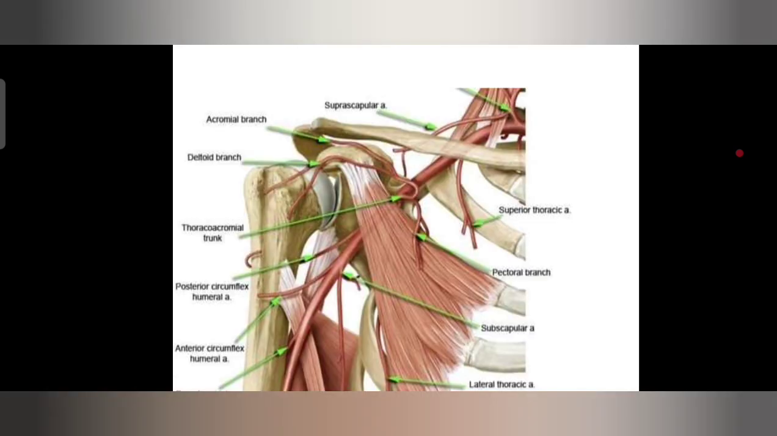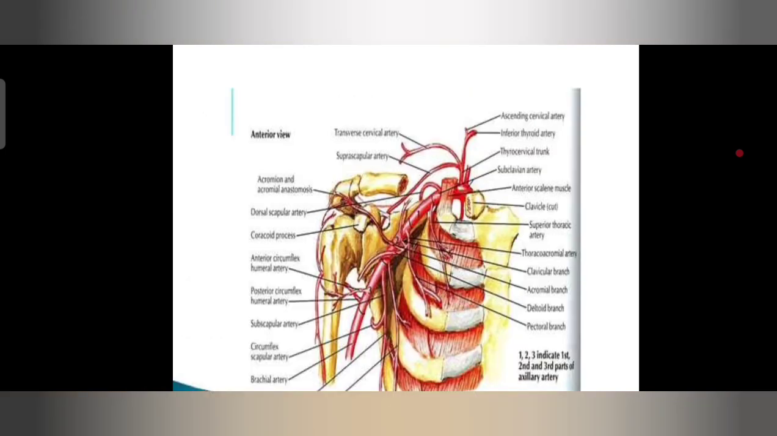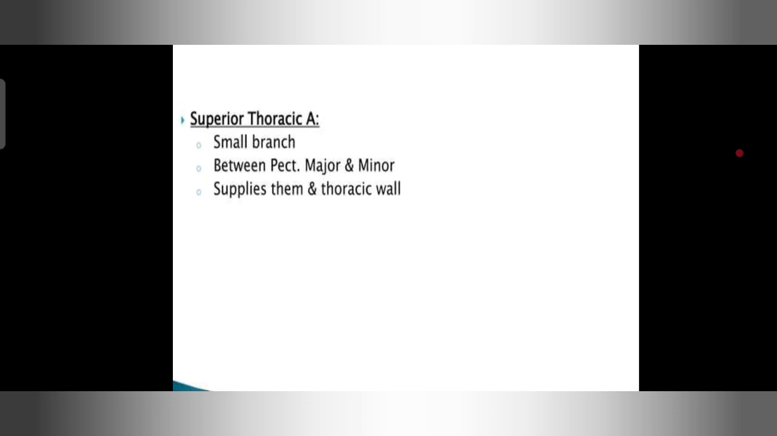So this figure represents the various branches of the axillary artery. This also shows the anterior view of the branches of the axillary artery. The first branch is the superior thoracic artery. It is the smallest branch and it is present between pectoralis major and minor muscle, and it supplies pectoralis major and minor muscles and the thoracic wall.